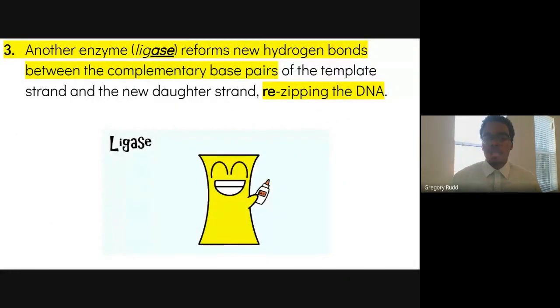Okay. The third step, we've got yet another enzyme called ligase, which is kind of like the glue. It comes in and it reforms those hydrogen bonds that were just broken. Essentially, it comes in and it rezips the DNA. So helicase kind of unzips the DNA, and then we get ligase, which comes in and zips it back up.